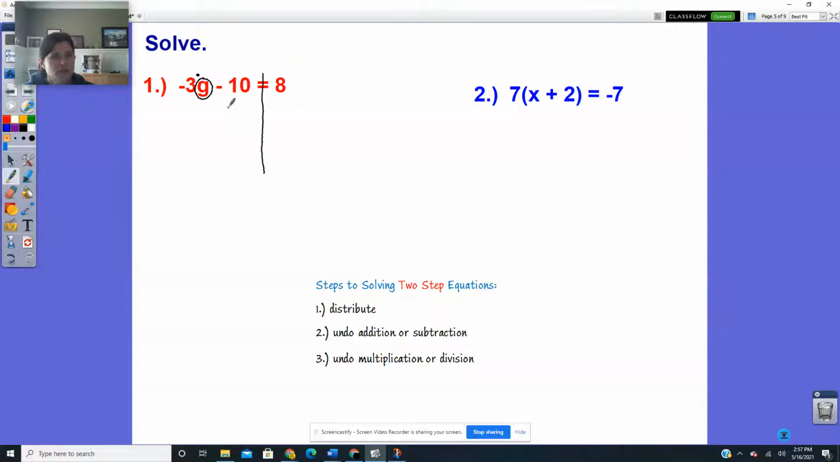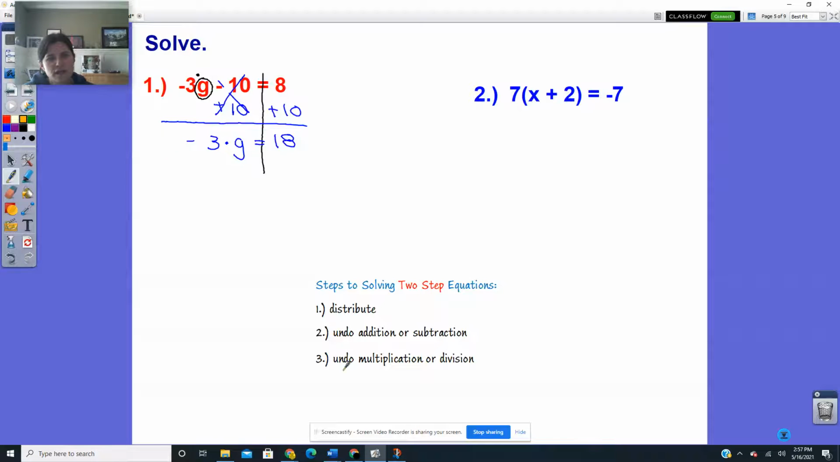We undo addition or subtraction. So we have to undo this minus 10 by adding 10 to both sides. That eliminates the minus 10 from this side, and I'm left with negative 3 times g equals 18. If you like to put that little dot in there to remind you what's going on, that's a great strategy, but you don't have to do it.